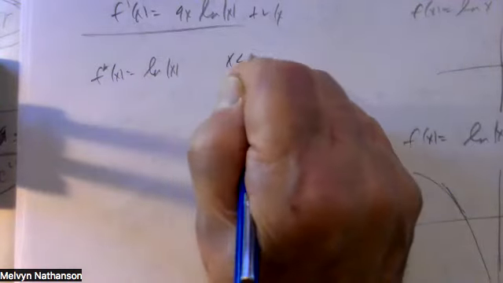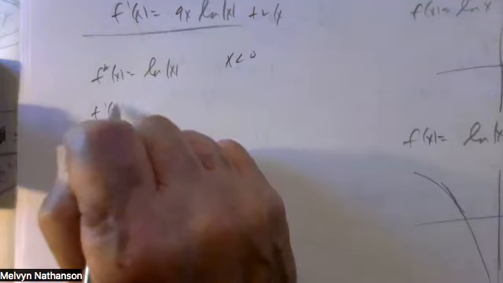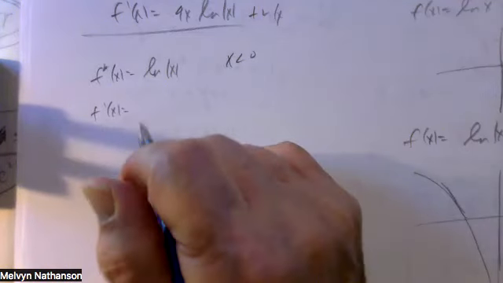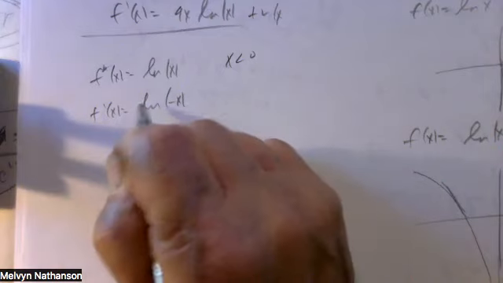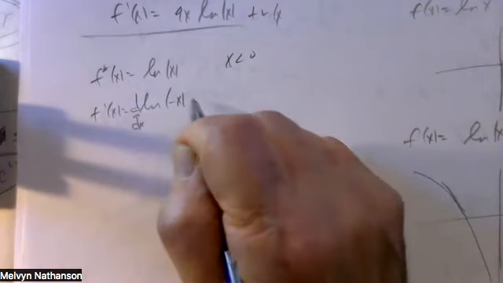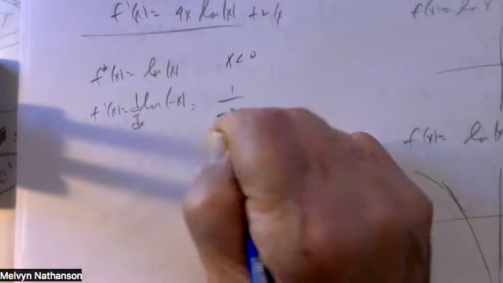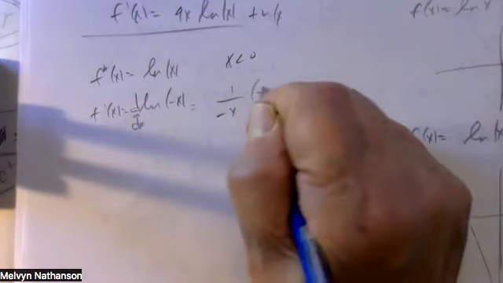If f of x is the log of the absolute value of x, and x is negative, f prime of x is equal to, well, we can do this in two ways. It's the derivative of the log of minus x, which is 1 over minus x times the derivative of minus x, which is minus 1, which is 1 over x again, which is negative.